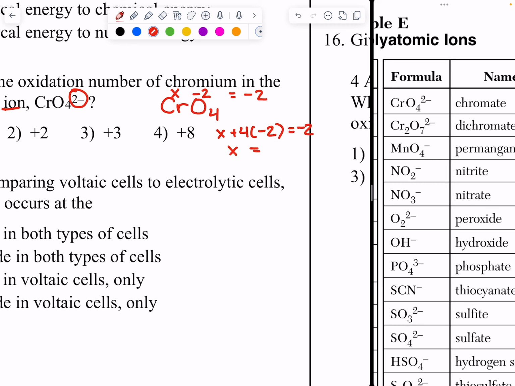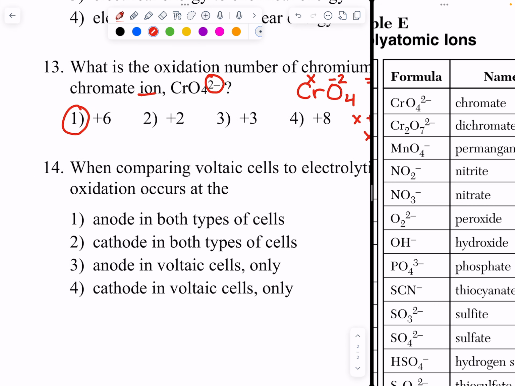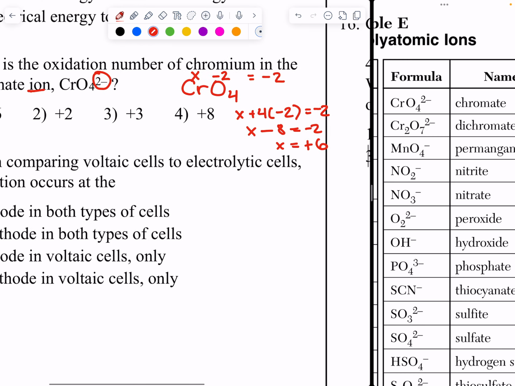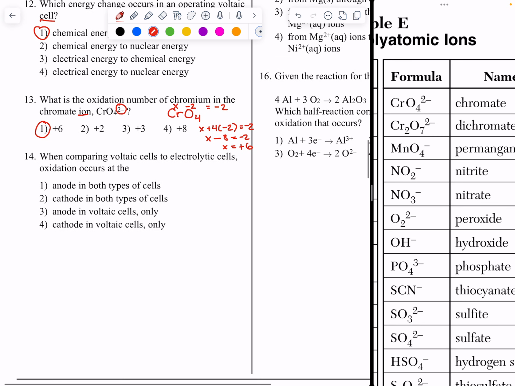So X is equal to... jumping too fast. X minus 8 equals -2. Rearrange this, and you will get X is equal to +6. Choice 1. So a lot of people picked 4 because 4 would be setting it equal to 0, but that has a charge, right? So you gotta slow down and make sure you're doing the questions slowly.